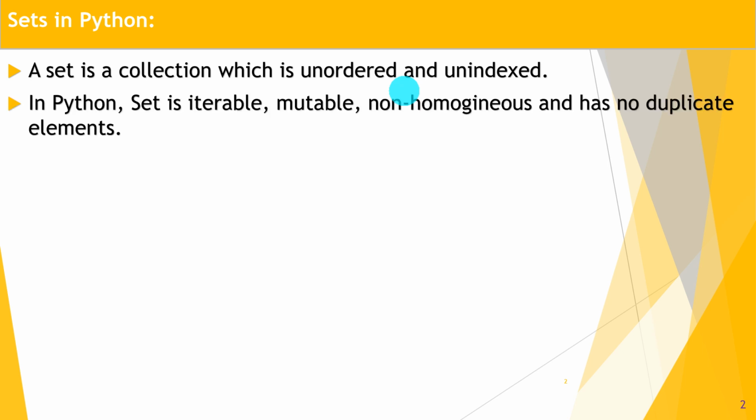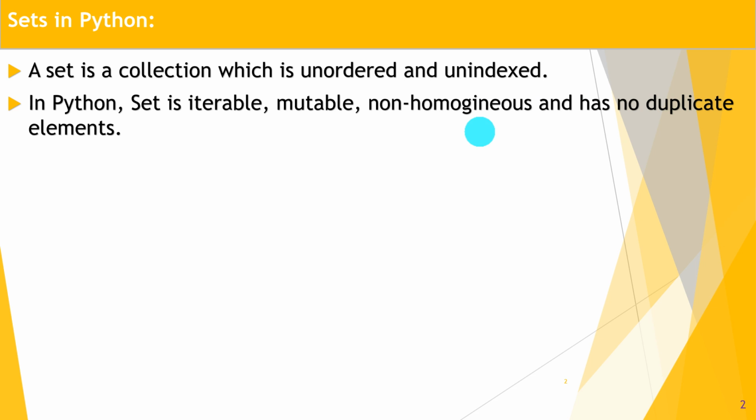Okay, so in Python a set is iterable and mutable. That means we can change the values in the set. Elements in the sets are non-homogeneous, meaning we can store non-homogeneous data elements together in the set, and no duplicate elements are allowed in the sets.